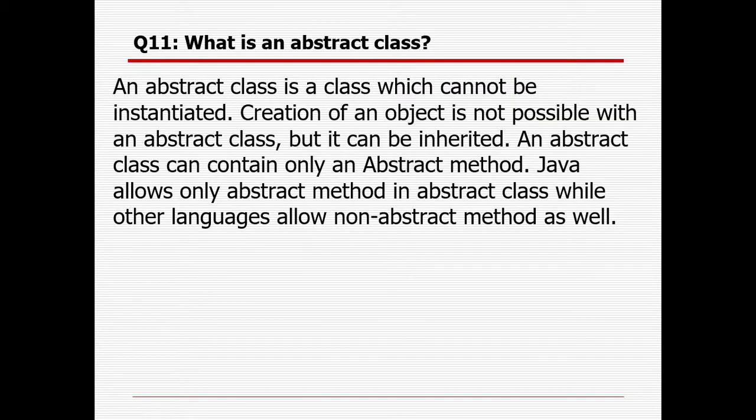What is an abstract class? An abstract class is a class which cannot be instantiated. Creation of an object is not possible with an abstract class, but it can be inherited. An abstract class can contain abstract methods. Java allows abstract methods in an abstract class, while other languages allow non-abstract methods as well. So as and when we declare a class abstract, obviously it should consist of only abstract methods.